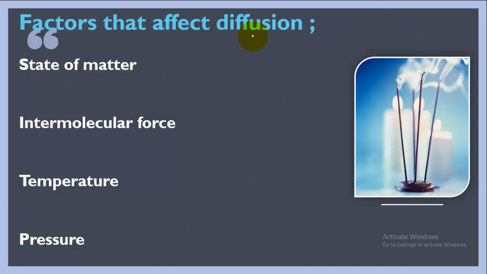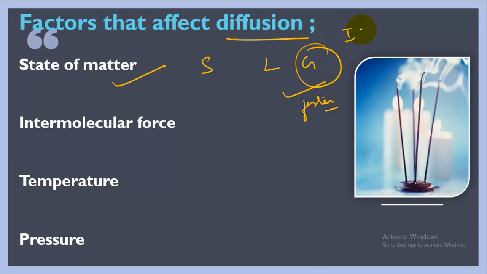Now the factors that affect diffusion. What are the factors which affect the diffusion of any substance? First is the state of matter. We know that the state can be solid, liquid or gas. If the substance is a gas, then the diffusion rate will be much faster because its intermolecular space is going to be high and intermolecular force is going to be less. So its diffusion tendency will be on a higher side. Second is intermolecular force. We know that intermolecular force is an attractive force that holds the particles together in a particular substance or matter.